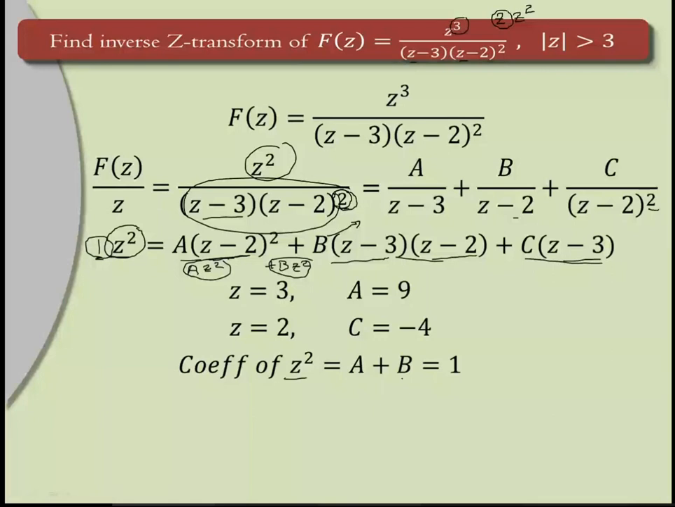Or otherwise, you can compare the constant terms. What are the constant terms? This is minus 2 square, that will be 4 into a, minus 3 into minus 2, that will be plus 6b, and on this side we get minus 3c.